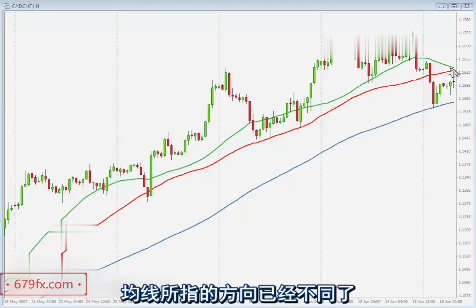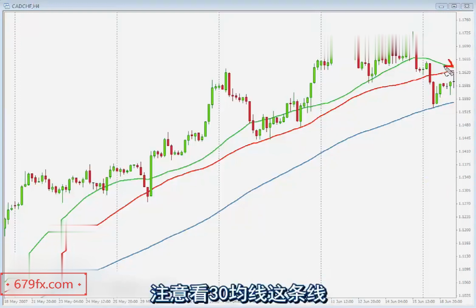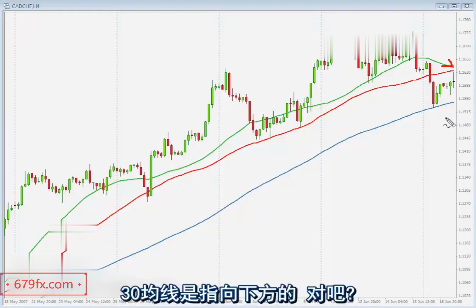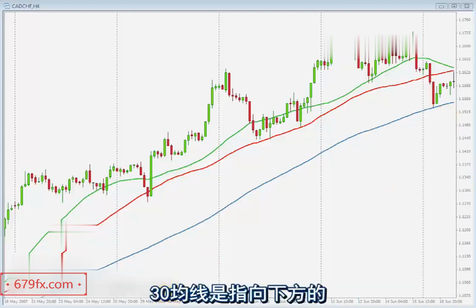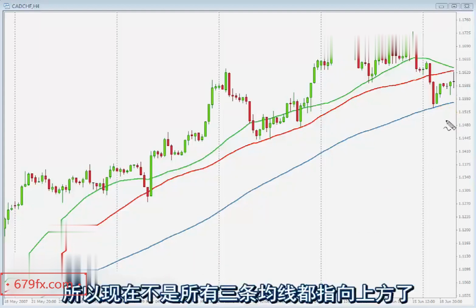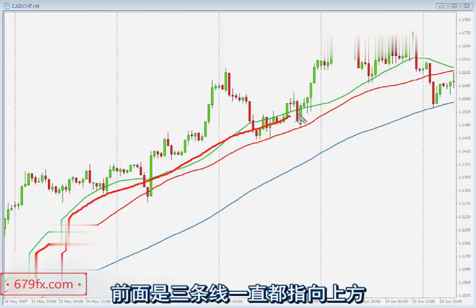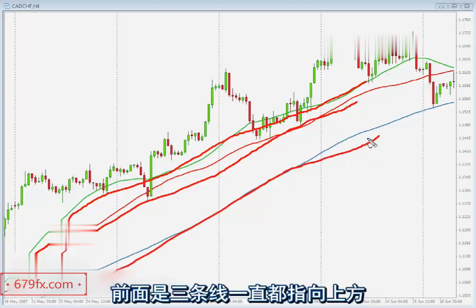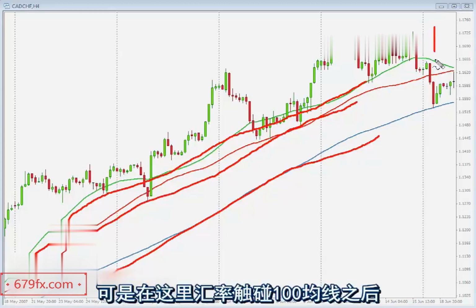Now if I keep scrolling, we will see how we no longer have the moving averages pointing in the same direction. Have a look at the 30. The 30 is pointing down, is it? Can you see that, guys? The 30 is pointing down. Now we don't have them all pointing up anymore, do we? They've been all pointing up all the way along throughout this part of the chart. However, at this point right there, we touch the 100.